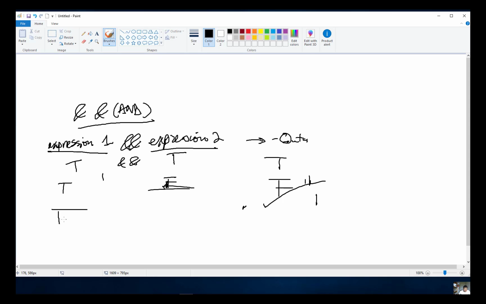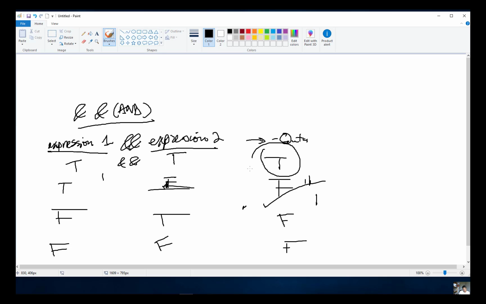If my next expression is false and this expression is true, my outcome would be false. If my next expression is false and my last expression is false, this would be false. So here's what I'm trying to get at. In order to be a true outcome, this is the only one in this table of truth right here that I'm looking at, it's this one right here, is only true. Both sides have to be true.